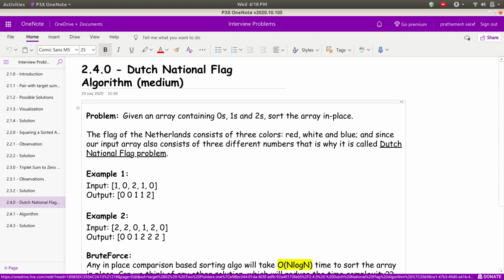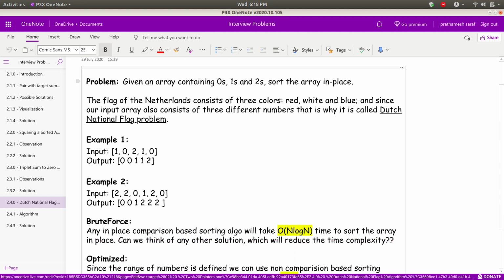Okay, so let's get started with the problem. So the problem is: given an array containing zeros, ones and twos, sort the array in place. So basically it is a sorting algorithm, but the uniqueness is that the array contains only zeros, ones and twos, or you can say the array contains only three unique objects, and you have to sort that array.